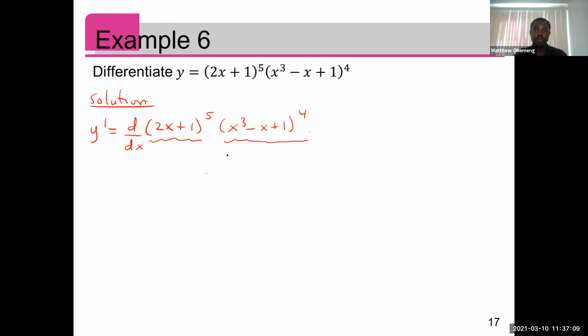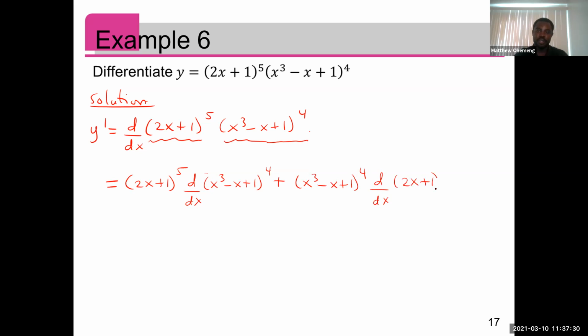Since it's a product, we employ the product rule. So by the product rule, leave the first one alone, multiply by the derivative of the second, plus what? Leave the second one, multiply by the derivative of the first. So you have to employ the product rule first, right? Because the function as a whole is not directly a composite function, right?